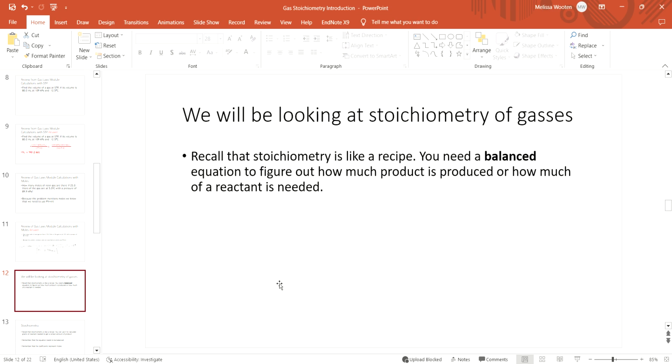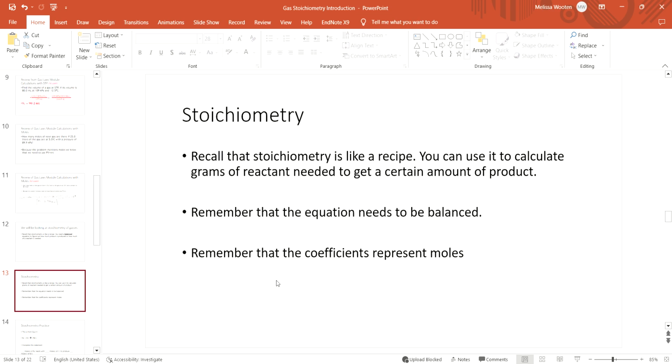And so now that we've had a little review of gas laws, we're going to be looking at stoichiometry of gases. You need a balanced equation because it's like a recipe. If you have the wrong ratios in your recipe, your bread or whatever you're making is going to come out badly. So you need a balanced equation because those coefficients represent moles. Okay, those coefficients represent moles.